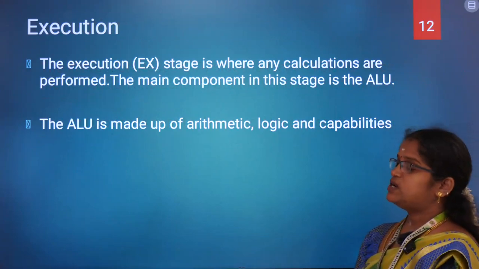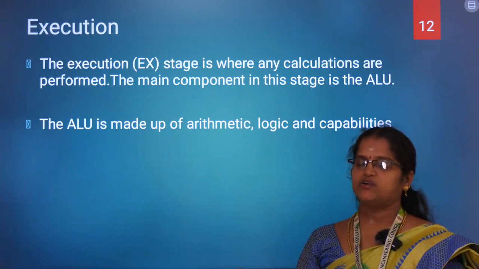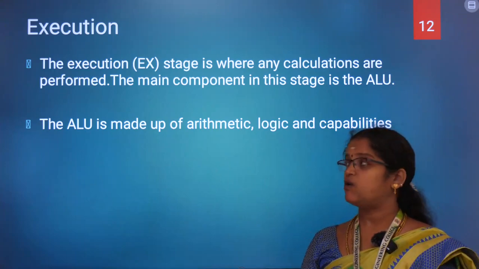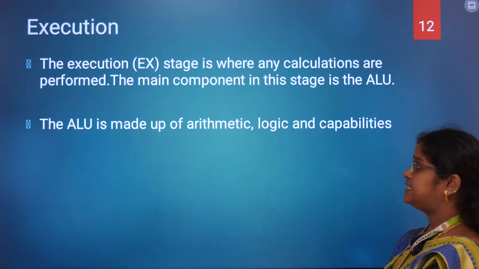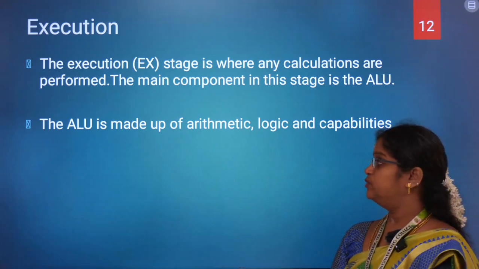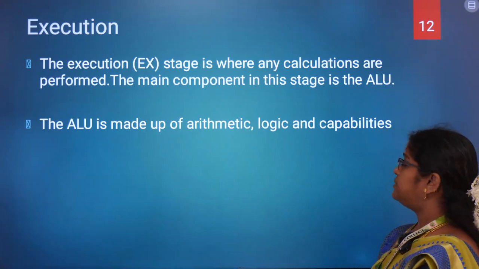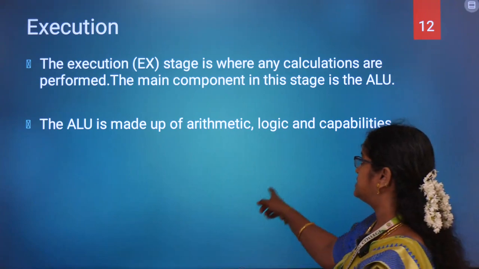Execution unit. So once the instruction is fetched from the memory, then we have to decode. Decode means segregate the operands and then the opcode. Third one is execution. The execution stage is where any calculations are performed. The main component in this stage is the ALU. The ALU is made up of arithmetic and logic capabilities for doing the processing.